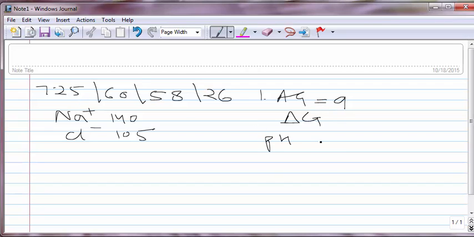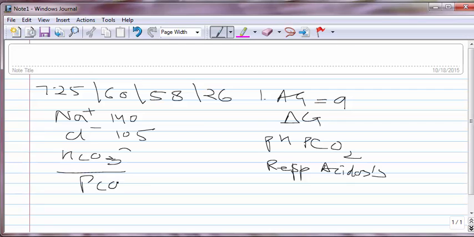pH and PCO2 are going in different directions. pH is decreasing, PCO2 is increasing. So this means that this is a respiratory phenomenon. Since pH is decreasing, this is acidosis. And what will decide if it's acute or chronic? Let us see what is happening to bicarb and PCO2.